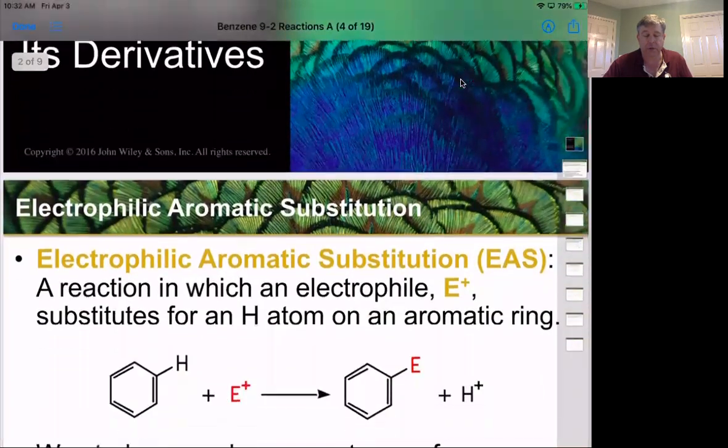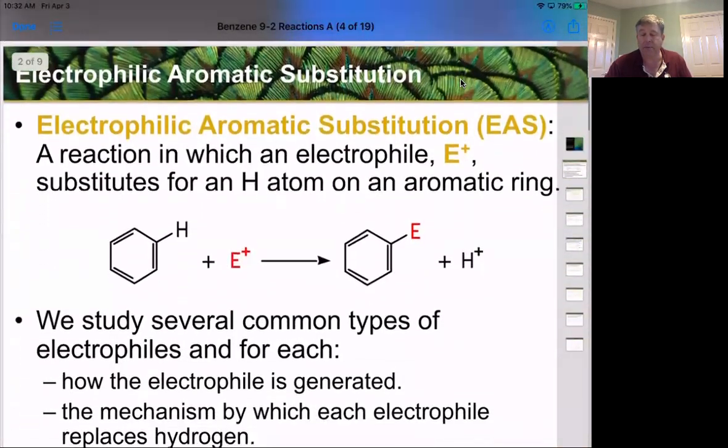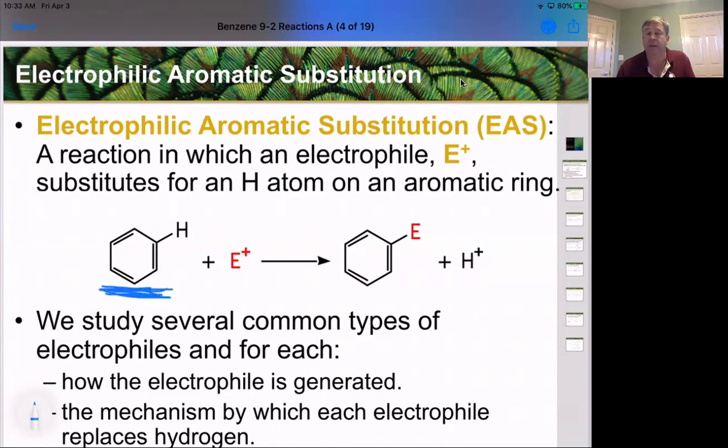So the first thing we're going to talk about is what we call electrophilic aromatic substitution. The reason we have aromatic substitution is that we have to have an electrophile attack the ring. Up to now, we've been using nucleophiles to do the reaction. In this case, technically, the benzene is the most electron-rich system here, so the benzene would be acting as the nucleophile because it's looking for the positive charge.